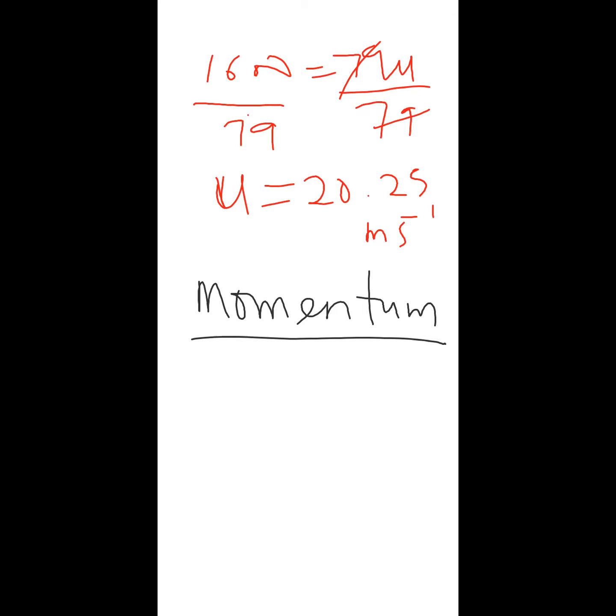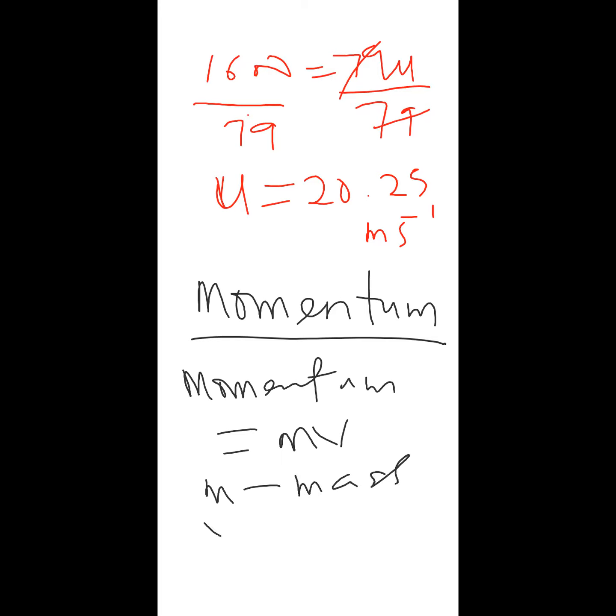So I say momentum is equal to mv, where m is mass and v is velocity. All right. Don't forget that mass is measured in kilogram, velocity is measured in meter per second. So the unit of momentum is kilogram meter per second.